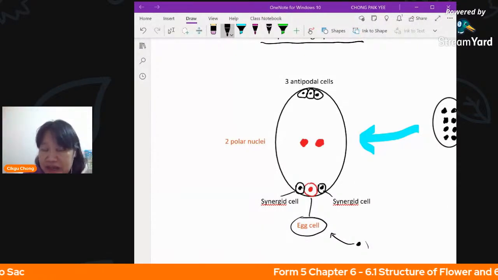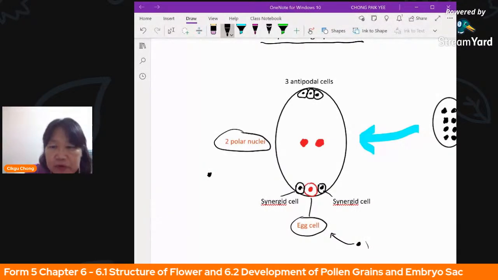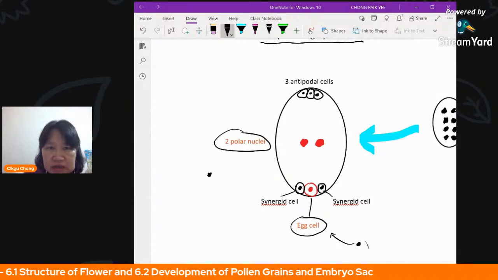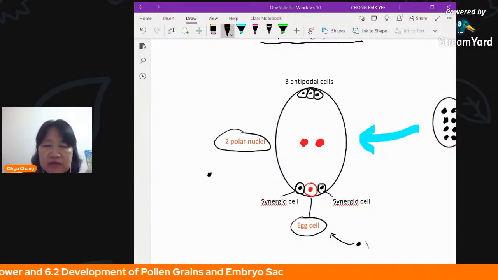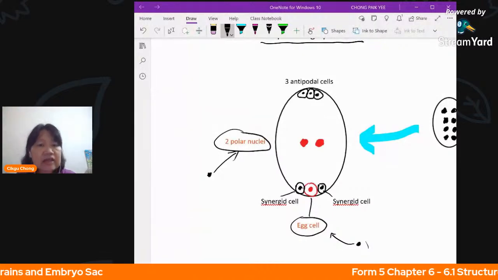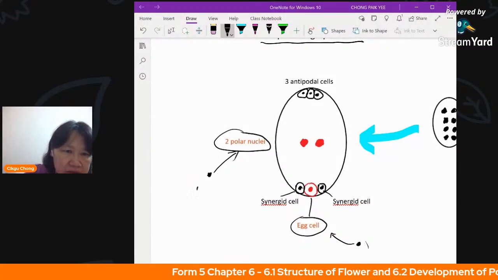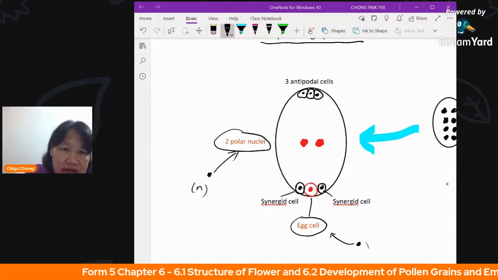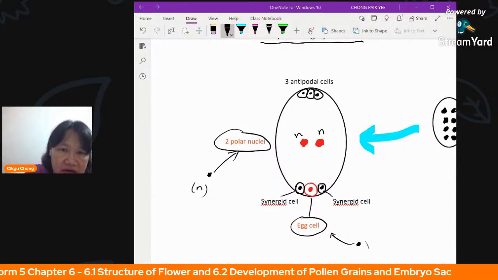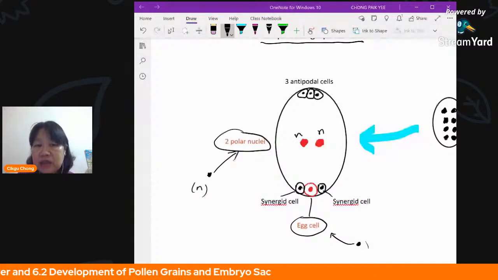Another male gamete, yes, this one. Not the antipodal. Antipodal is of no use, it will degenerate. This one will fertilize your 2 polar nuclei. You will get a triploid, because the gamete has one set here, and then you have another set here and another here. All together, you get 3 sets. It's going to be a triploid endosperm.